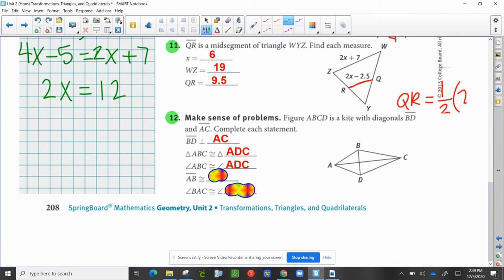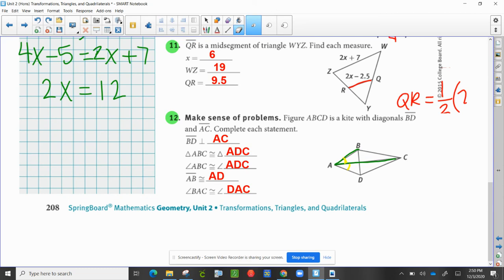Okay, next part, if we have AB, that's congruent to which other corresponding side? It'd be BD. And lastly, if we have angle BAC, what angle is that congruent to? Remember, the diagonals give you bisectors. So if we have this angle here, it's going to be bisected, making the next one congruent. So that means angle DAC is congruent.